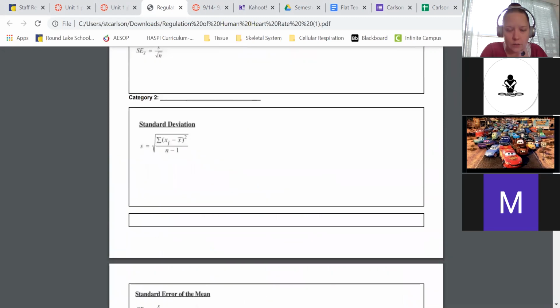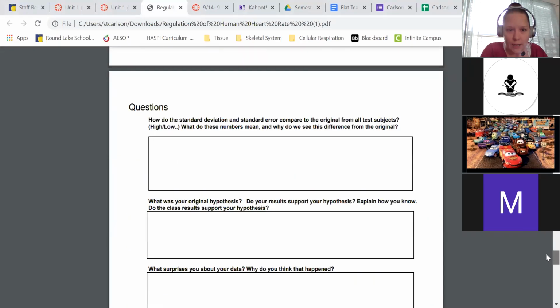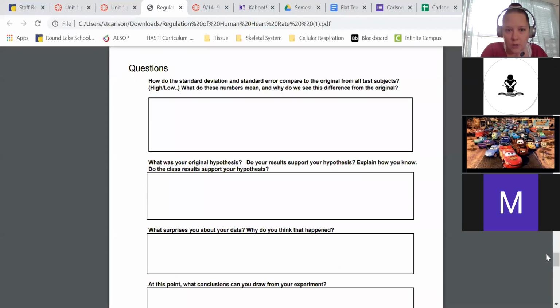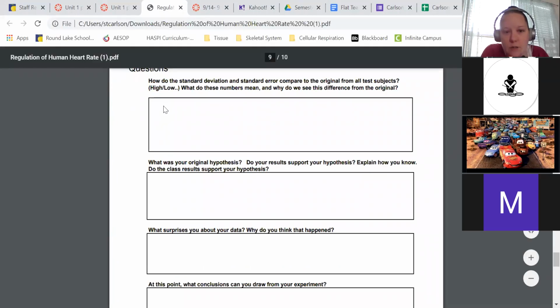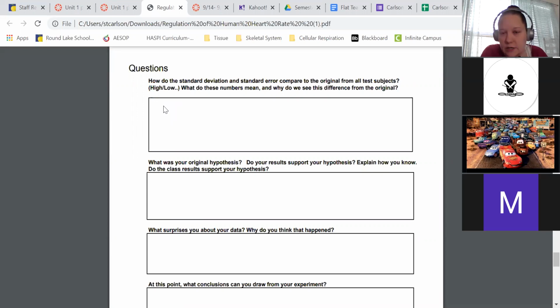I'm going to skip this graph portion for now and just go to this first question: how do the standard deviation and standard error compare to the original? So how does the standard deviation compare? We originally had 18.83 and now we have 8.12. What does that mean, that it's now smaller? It decreased by about 10.